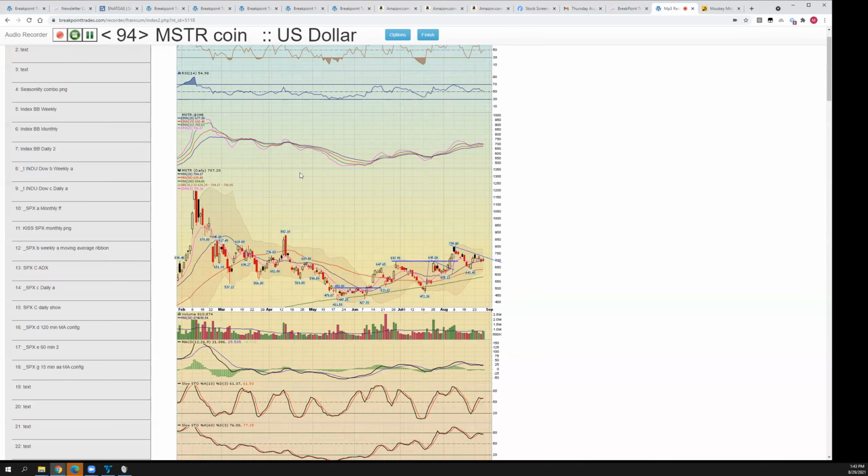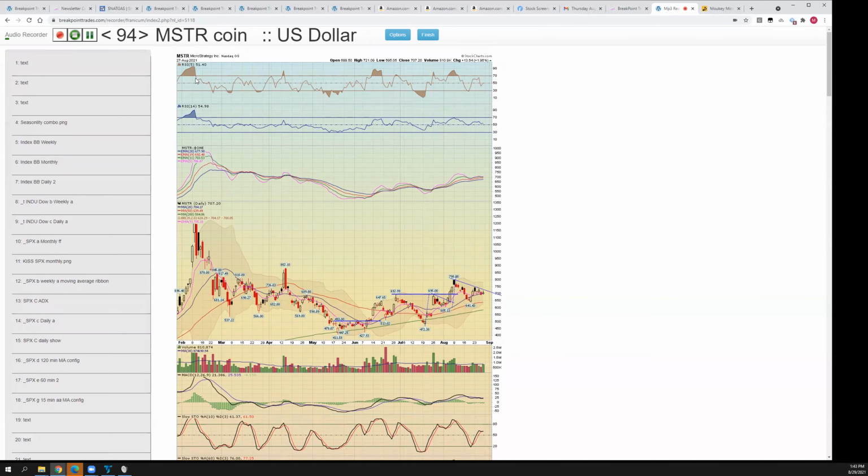Next, chart 94, MSTR, another crypto stock. You got a potential trigger line right here. It is quite expensive. So if you don't want to deal with a $700 stock, you could focus on the other ones above.